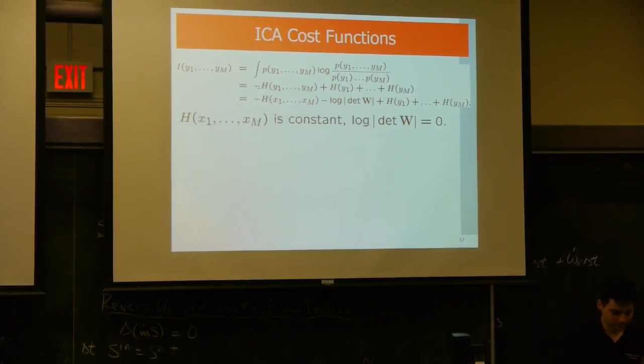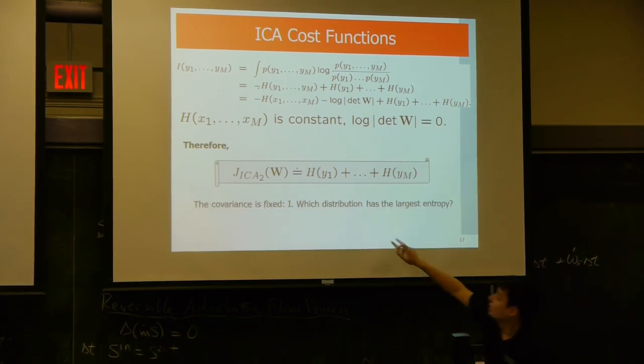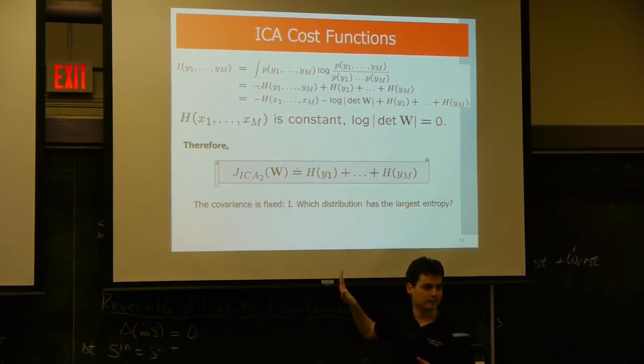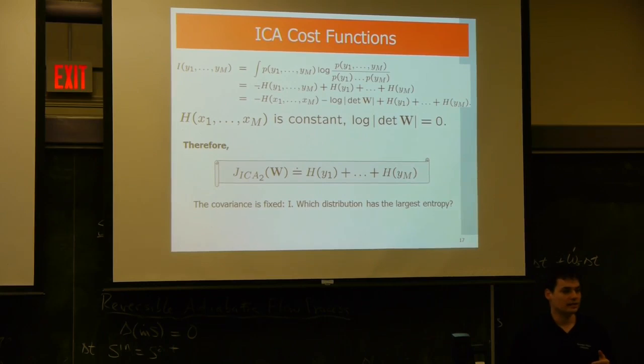Okay, so as we discussed, this guy is constant, and the logarithm of the determinant of w is 0. Because of that, this is also a good cost function in independent component analysis. So what we need is to minimize the sum of the entropies, right? And we also assume that the covariance matrix is fixed to the identity matrix.